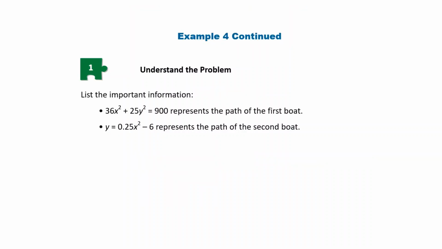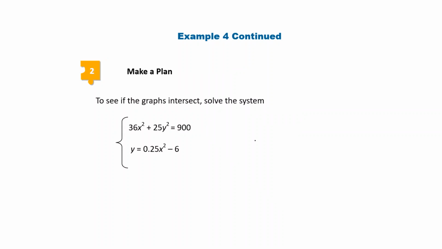All right, so let's understand what our problem is. We're going to list the important information. So we have two equations. The first one represents the path of the first boat, and the second one will represent the path of the second boat. So next we want to make a plan. To see if the graphs intersect, we need to solve the system of equations, which is what we've been doing in this lesson.